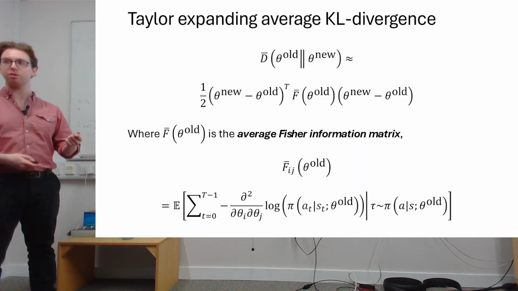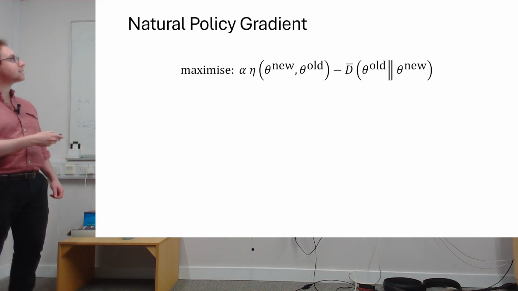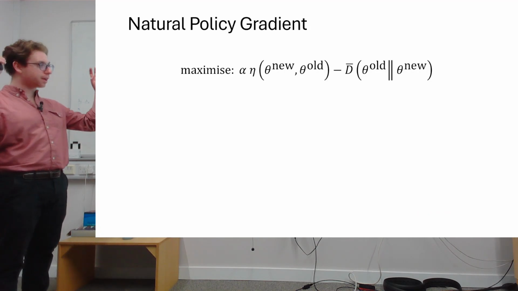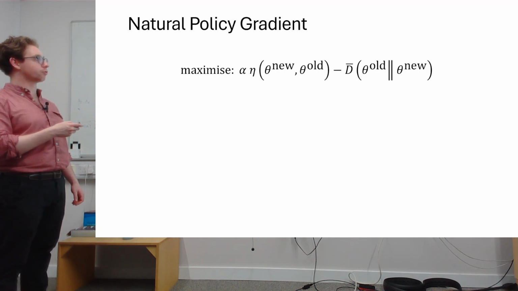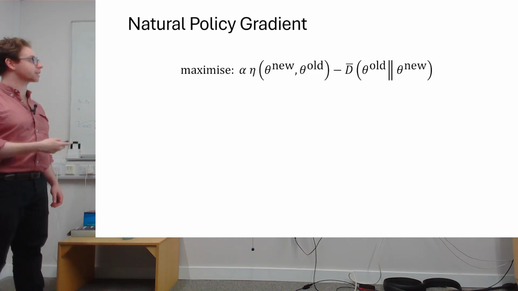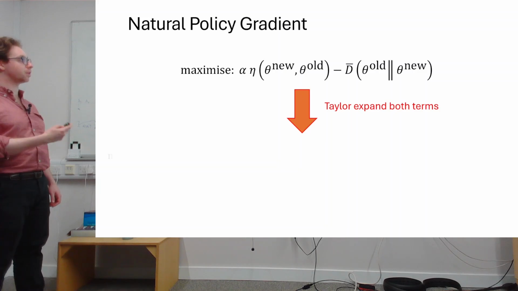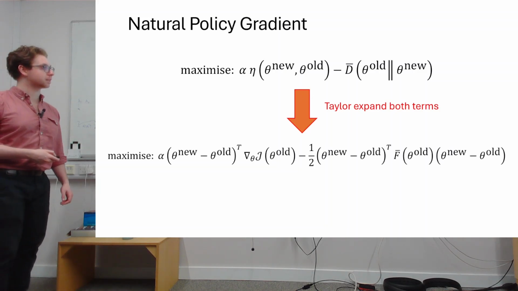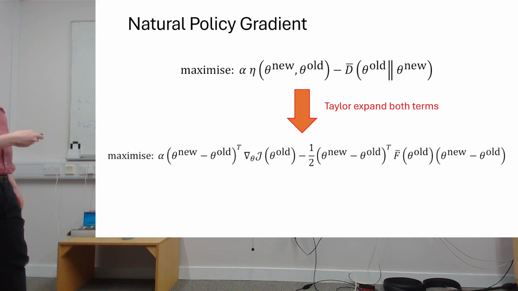And now we're going to substitute them in to get an objective that we can analytically maximize. This is the natural policy gradient theoretical objective, what we'd really like to do, but we can't do that. So instead, we're going to Taylor expand both terms, and that gets us this beast here. The first term becomes the dot product of this distance with the policy gradient direction, and the second term becomes the inner product of this difference with respect to the Fisher information matrix.